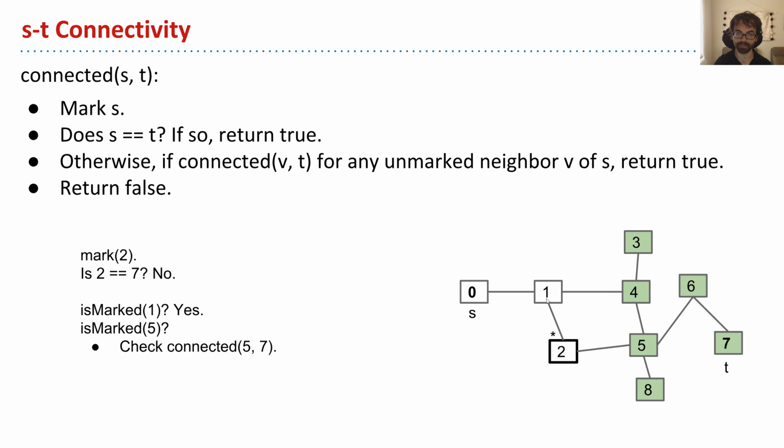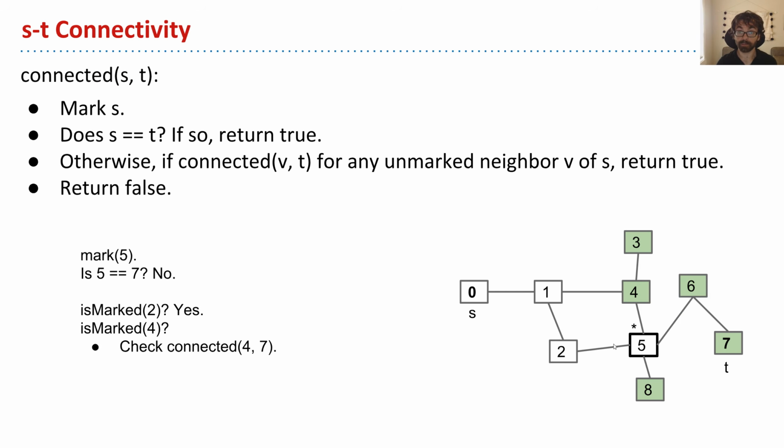Is 1 marked? Yes. Look, it's blank. It's already had all the goodness sucked out of it. So then we're going to have to check 5. 5 is not marked, so we make a recursive call. The first thing that happens when we make the recursive call is we say, is 5 7? No. So we check 2 to see if it's marked.